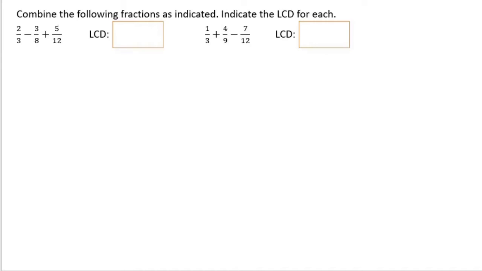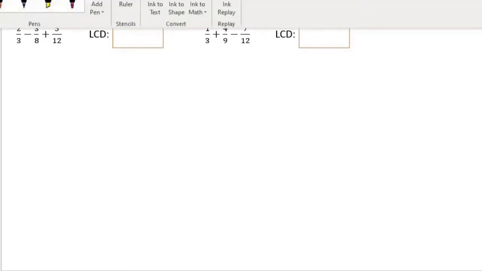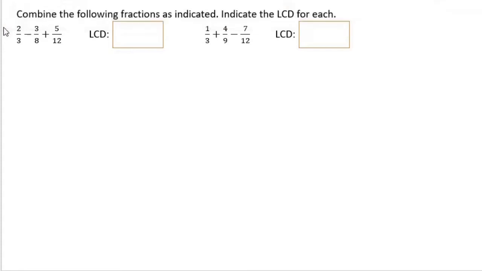So let's go through a rigid or a more structured technique for finding the lowest common denominator in any situation. How are we going to do that? Well, first we're going to look at the prime factors for each denominator, because the lowest common denominator is the smallest number that's divisible by each denominator. So I'm looking for the smallest number that's divisible by 3, by 8, and by 12. So let's look at the prime factors.